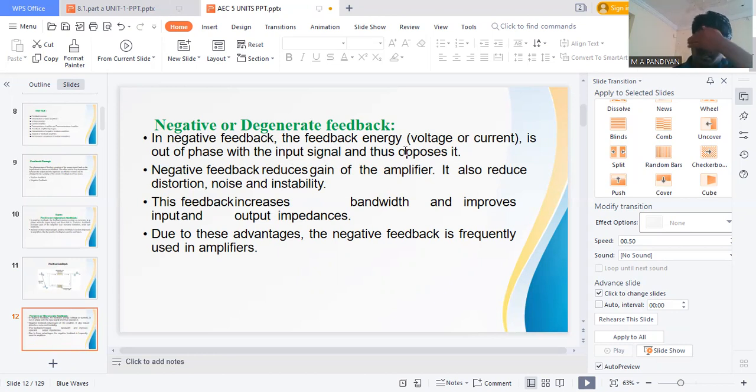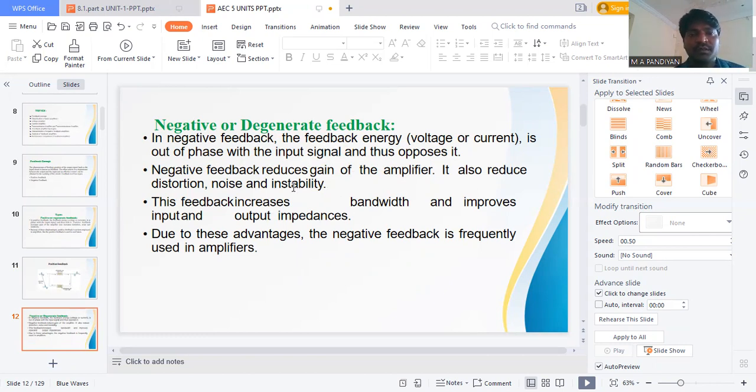In the last topic we discussed positive feedback. In positive feedback, the feedback and the input are in phase. Coming to negative feedback, the feedback and the input are out of phase. That means exactly opposite. Negative feedback reduces the gain of the amplifier. It also reduces distortion, noise, and instability.